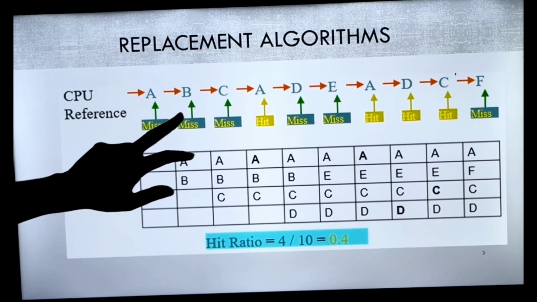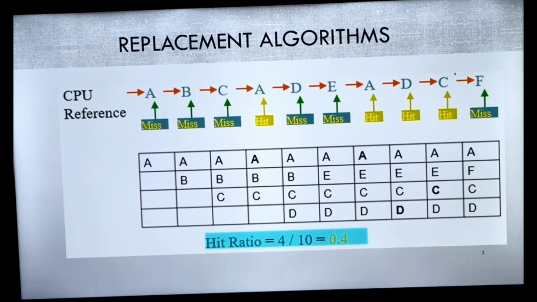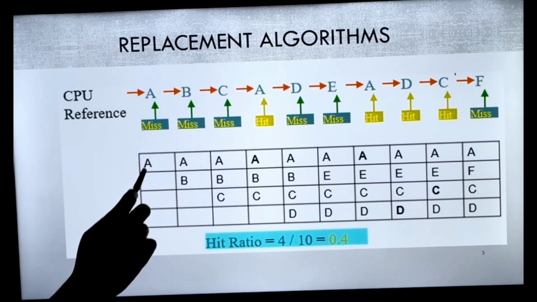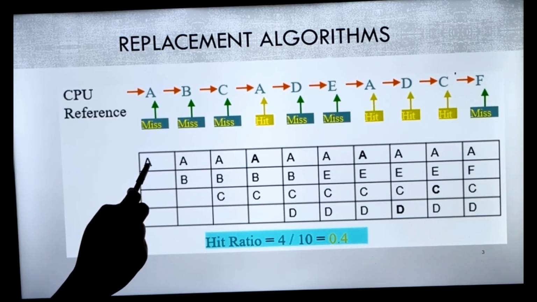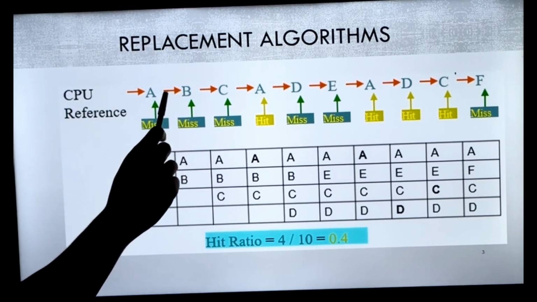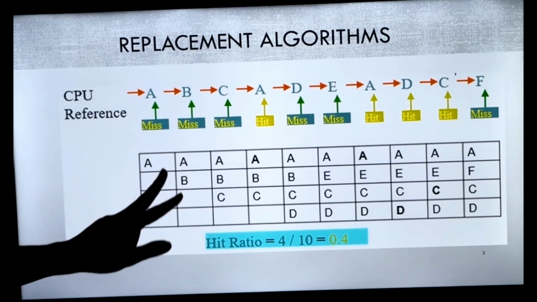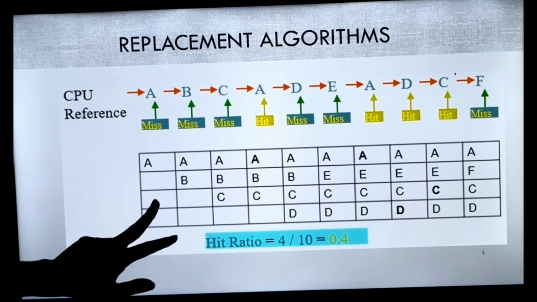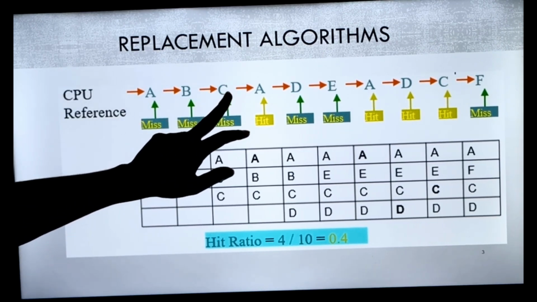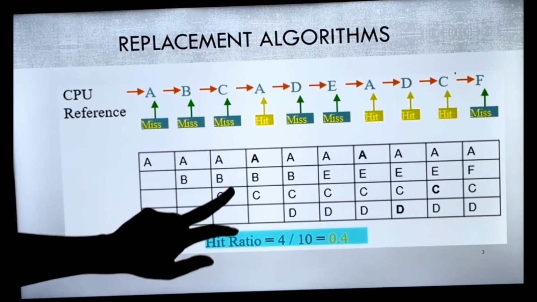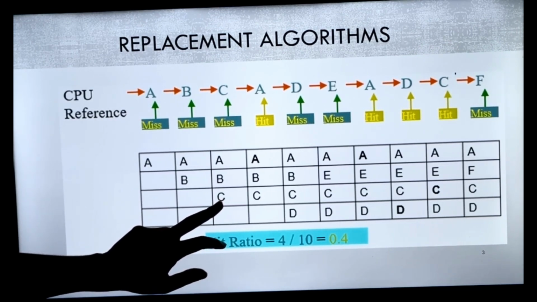Now what will we do? Your cache will request the data from main memory: give me this particular data. What is that data? A. Now A can be placed anywhere because my cache is empty initially. So I am placing my A here. Fine. Next your CPU is asking for B. B is not there in my cache, so again it's a miss. But I can store B anywhere because I have available space. So I'm keeping my B here. Next, your CPU is asking for C. Cache miss, but I can store C in my cache for future purposes because I have available space.